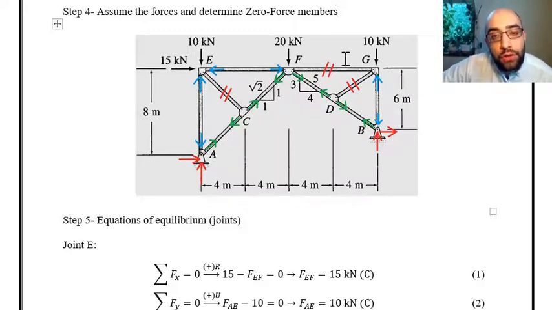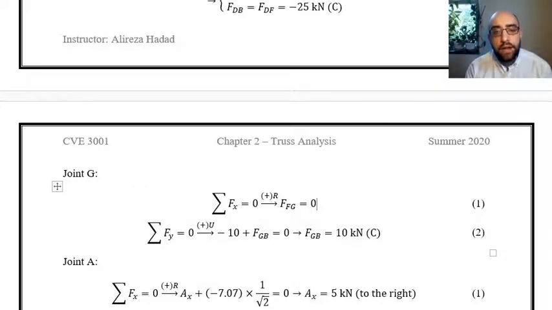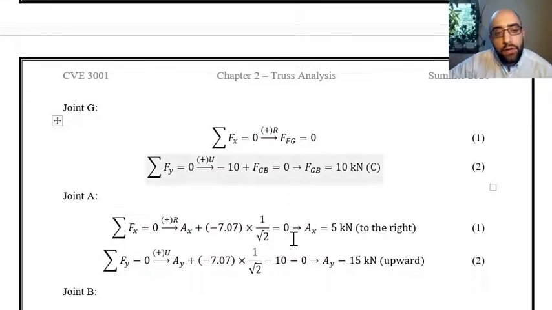And now I'm going to look at joint G and see what the situation is over there. At joint G, I know that FG is a zero force member. I know DG is a zero force member, so I can simply say summation of forces in the vertical direction is equal to 0. Based on that, I can find the force in member BG. That's what I have over here. FBG is equal to 10 kilonewton. This value is positive, which means that the member is in compression, similar to what we assumed in our figure over here.